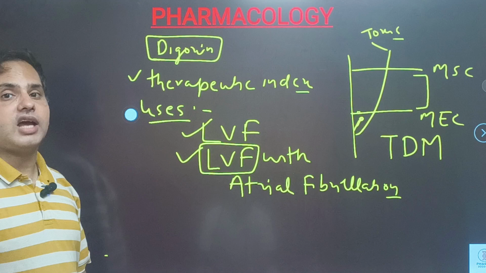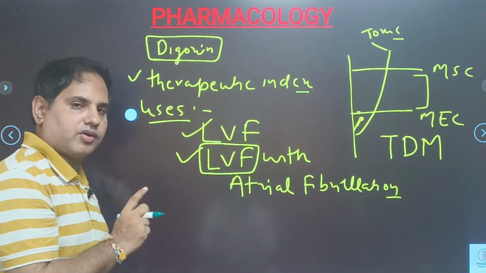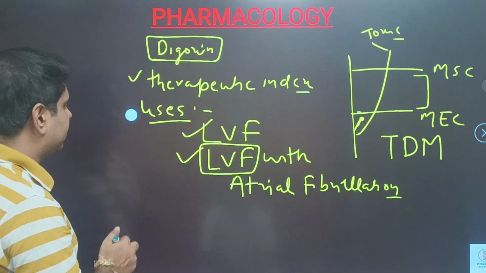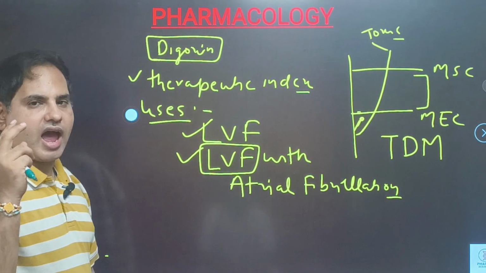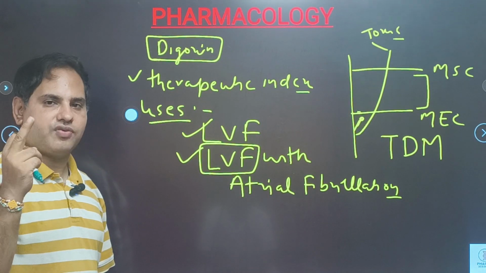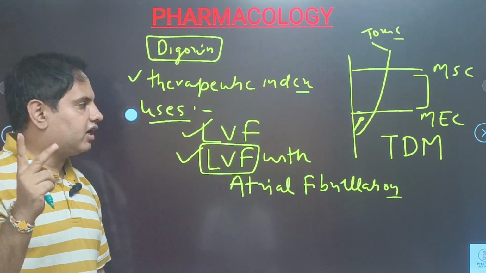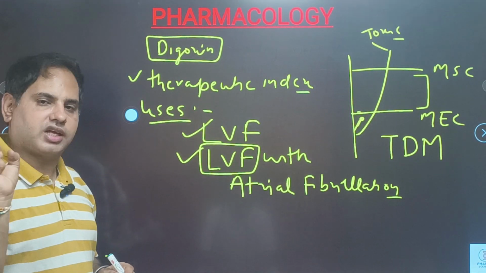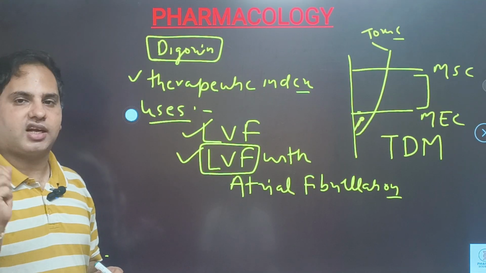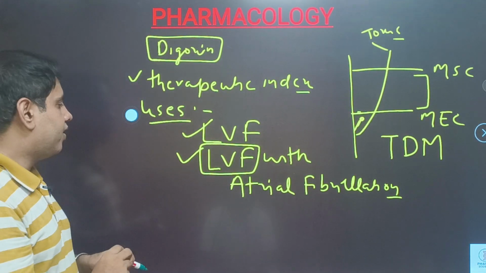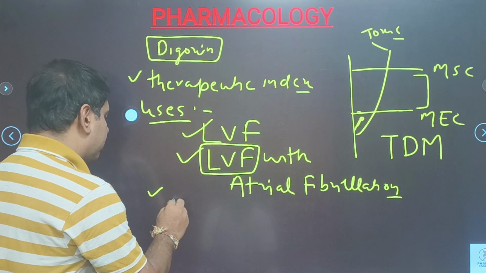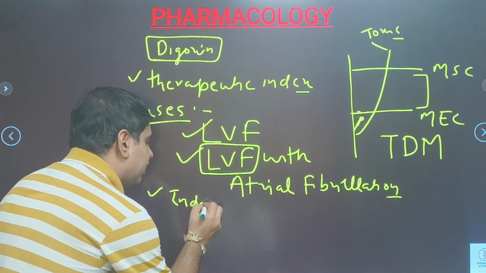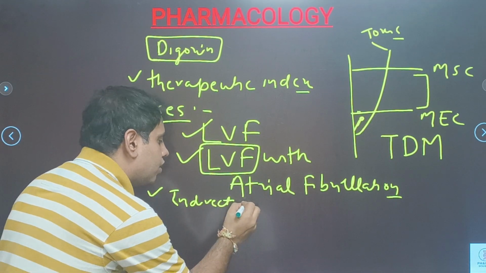That is how digoxin is helpful for left ventricular failure, but how is it helpful in atrial fibrillation? To understand this, digoxin has two types of effect, direct effect and indirect effect. The direct effect is blocking the sodium potassium ATPase, increasing the force of contraction of the ventricle. But the indirect effect of digoxin is that it activates our vagus nerve.